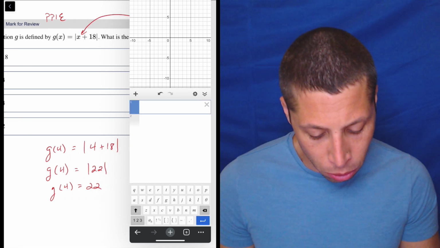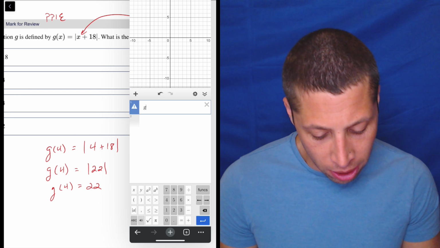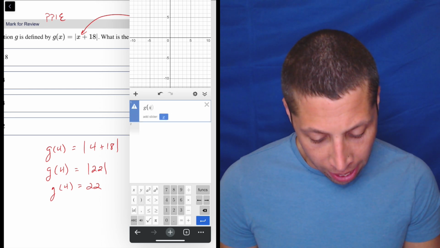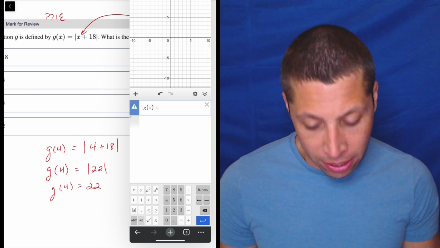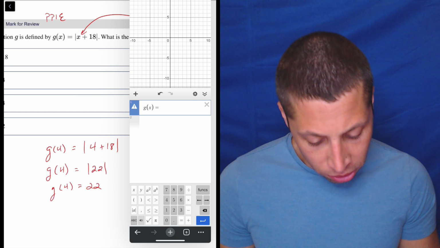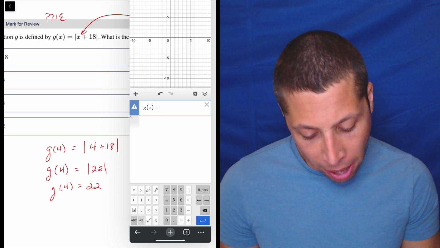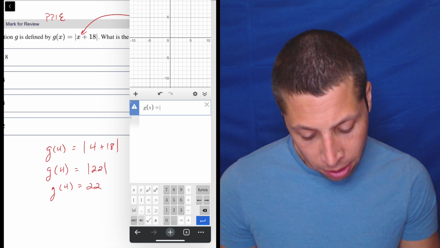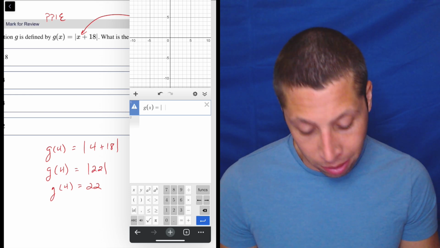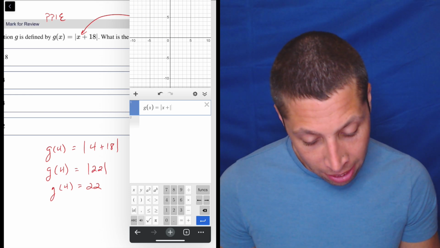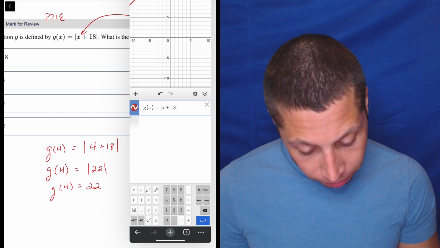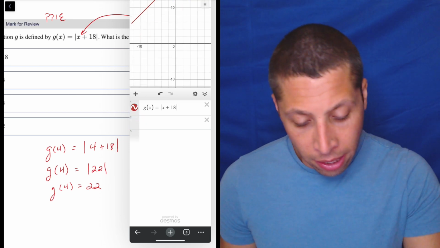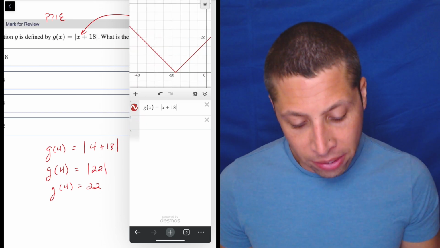So we could even just do, using the ABC here, g of x. And we can do that. Then we have equals. And the absolute value bars are right here, kind of bottom left of the calculator, where it has an A with 2 straight lines next to it. That's the absolute value parentheses. And then we can just type as normal, x plus 18. And so what we're going to get, I'll zoom out here, is the basic graph of this.